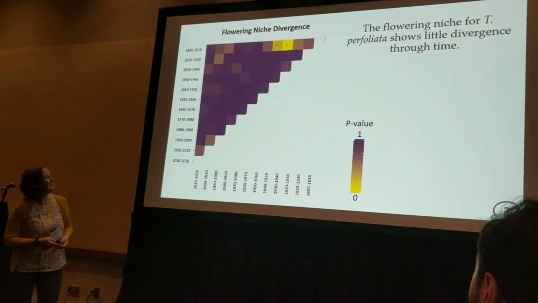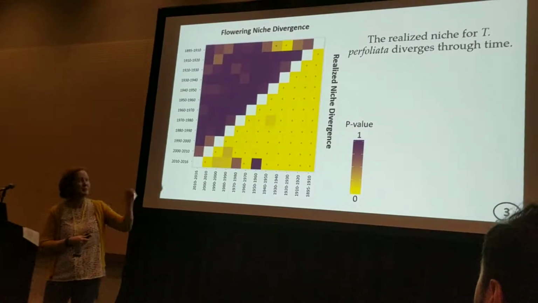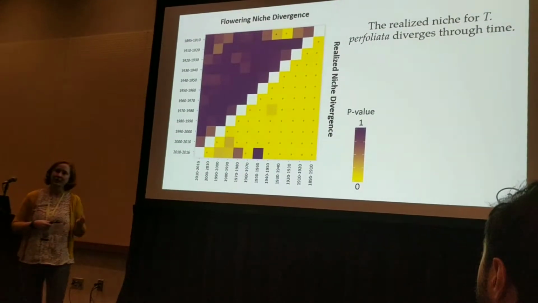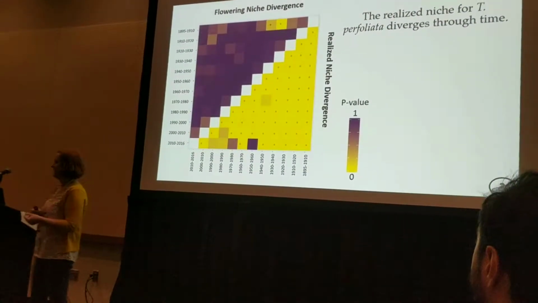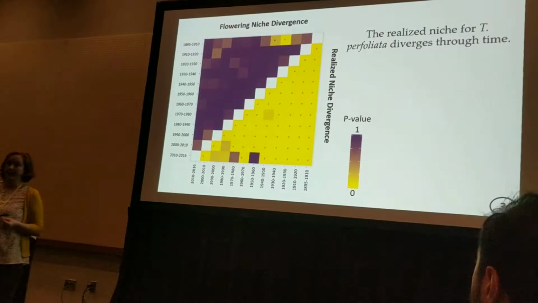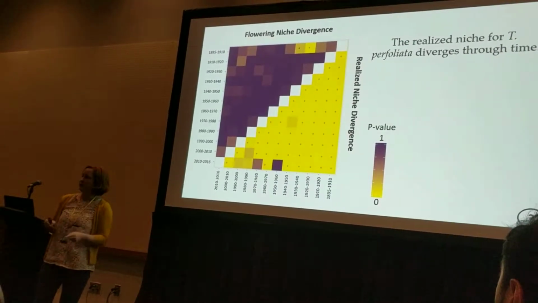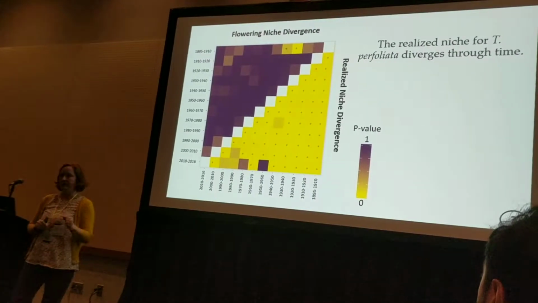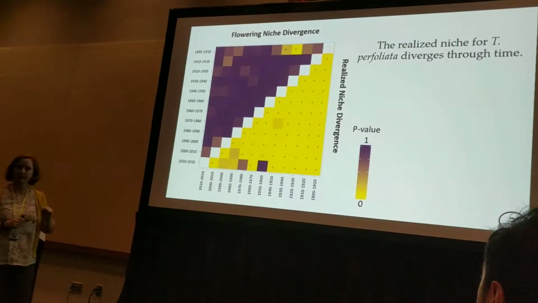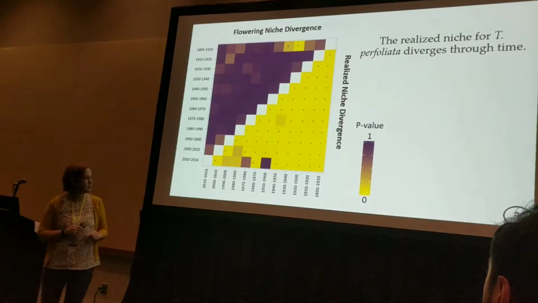Thank you. All right, so here's what you get when you look at the realized niche. So when you compare the realized niche from one decade to another, we see a lot of divergence. So that pattern we thought we were seeing, where the flowering niche appears to be quite stable and the realized niche is changing through time, we have really compelling evidence that that is actually occurring.